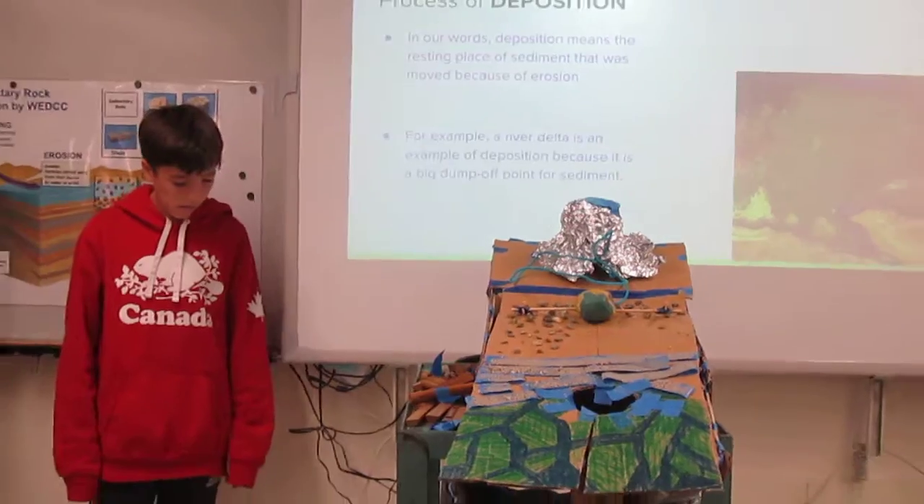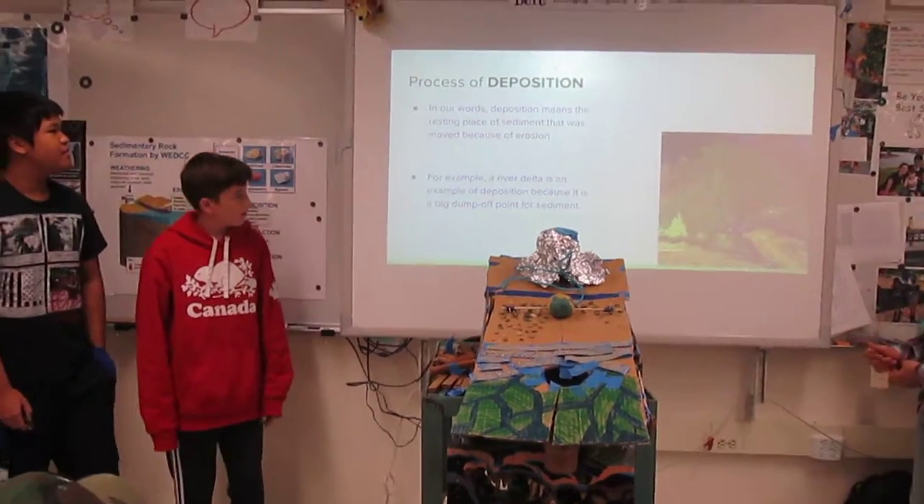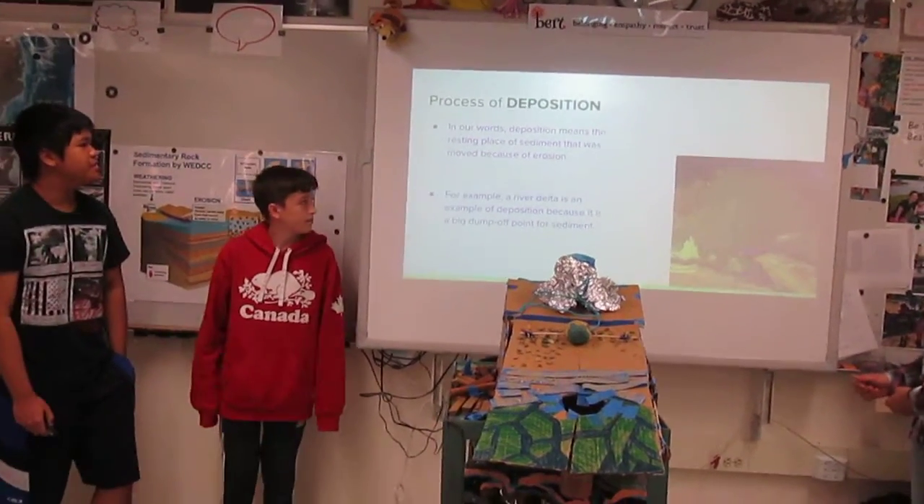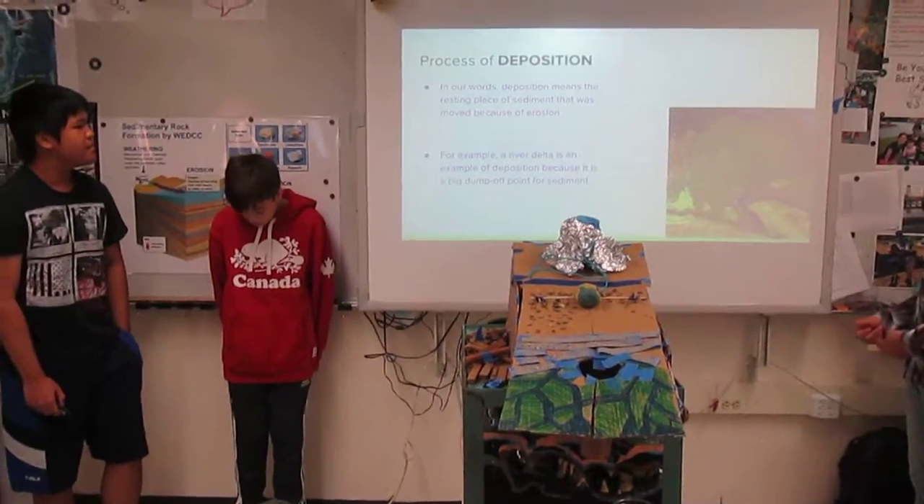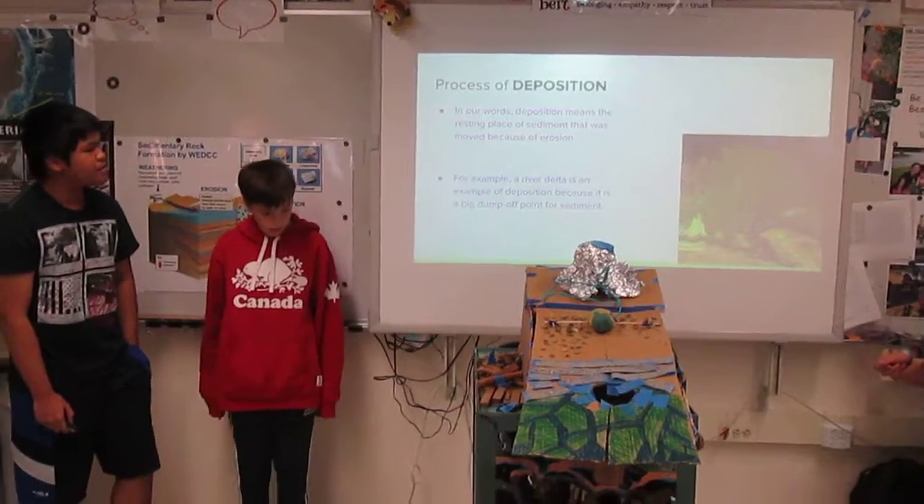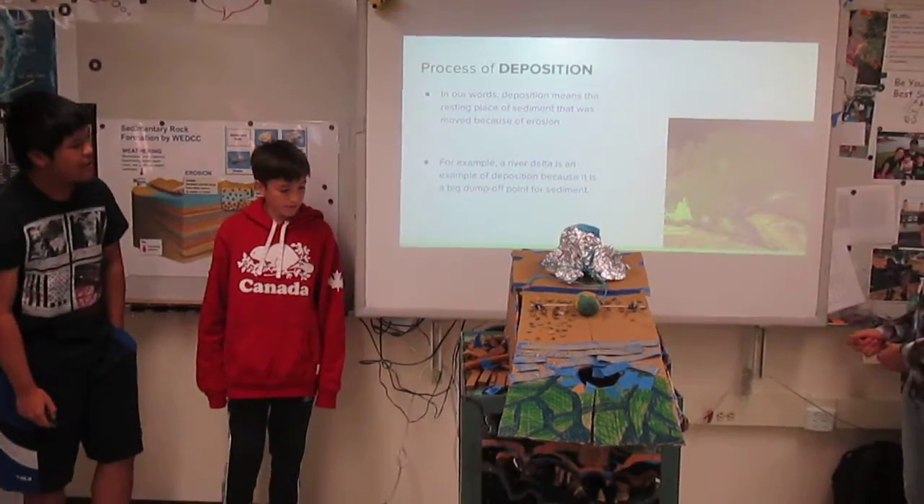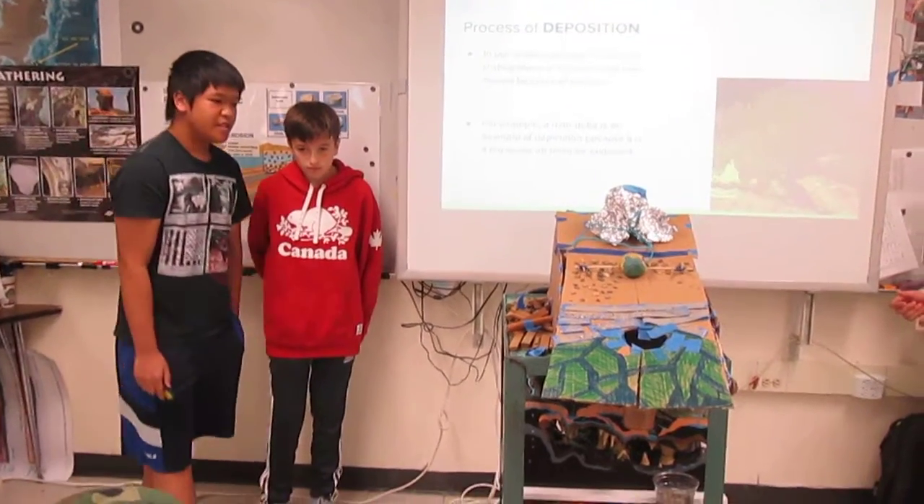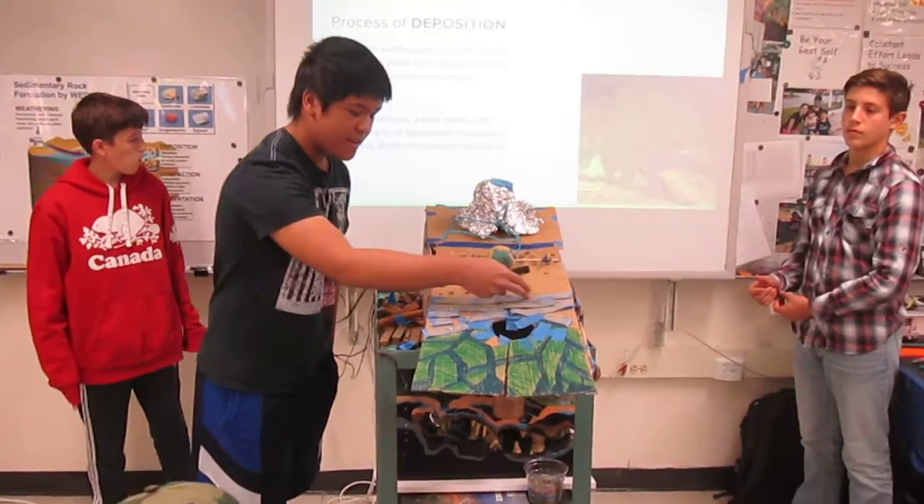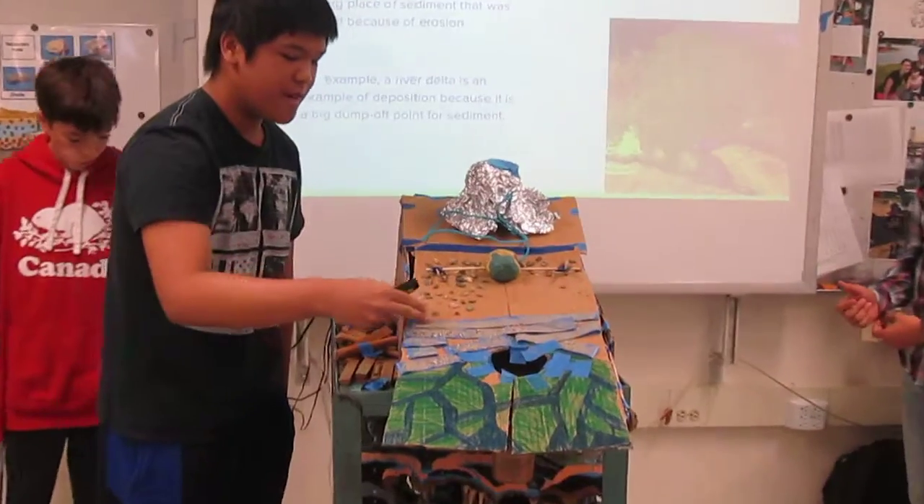Process of deposition. In our words, deposition means the resting place of sediments that was moved because of erosion. For example, a river delta is an example of deposition because it is a big dump point for sediments. We show this in our model right here when you take the sediments out using sand.